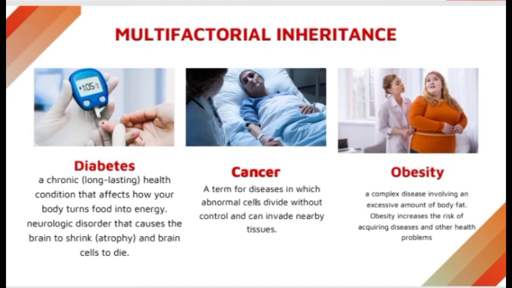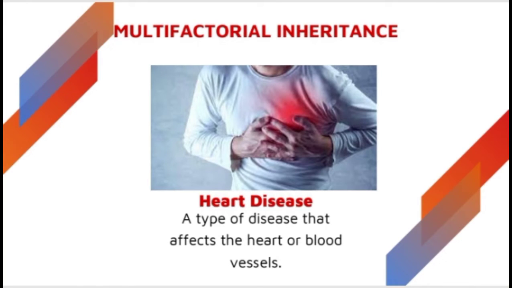Neurologic disorder that causes the brain to shrink and brain cells to die. Cancer, a term for disease in which abnormal cells divide without control and can invade nearby tissues. Obesity, a complex disease involving an excessive amount of body fat. Obesity increases the risk of acquiring disease and other health problems. And lastly, heart disease. This is a type of disease that affects the heart or blood vessels.